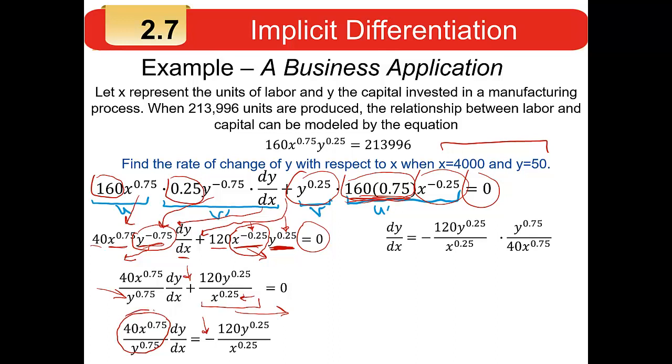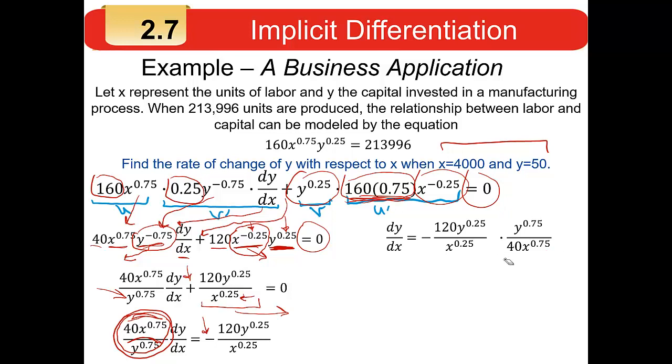If you want to divide by a fraction, it's the same as multiplying by just flipping the fraction upside down. Dividing by a fraction is the same as multiplying by the reciprocal. So that y to the 0.75 that was in the bottom pops up, and the 40x to the 0.75 that was up top now is down bottom.